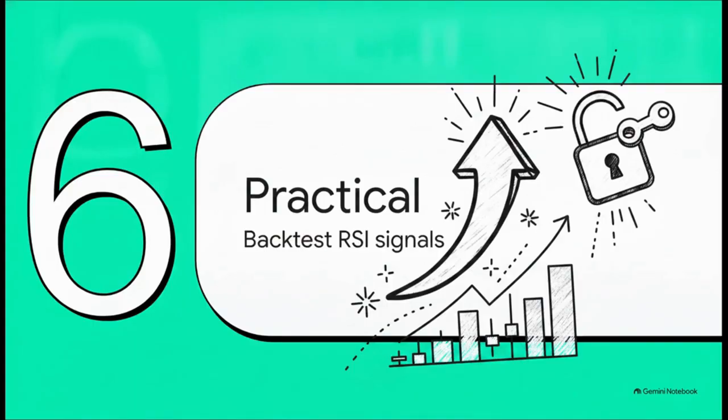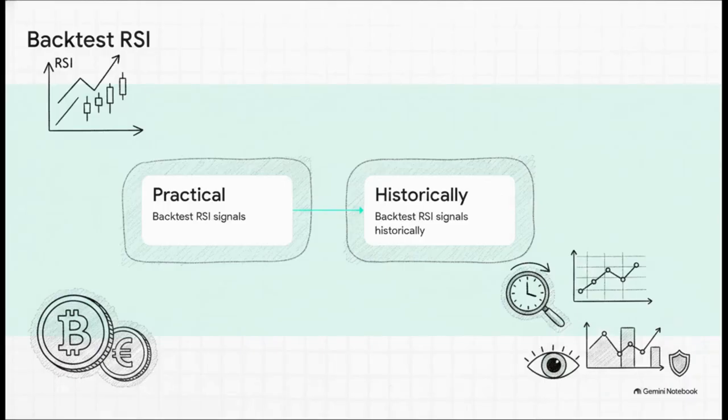Let's wrap up with Section 6, Practical Step, Backtesting Signals. Okay, so to build real confidence with this, you need to historically backtest these signals yourself. It's super simple. Step 1, open up a historical chart of your favorite crypto asset. Step 2, scroll back in time and identify past instances of RSI divergence or extreme overbought and oversold conditions. And step 3, just move the chart forward slowly, candle by candle, to see if the price actually reacted the way the theory suggested it would.